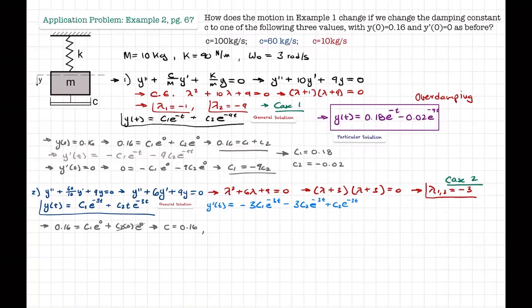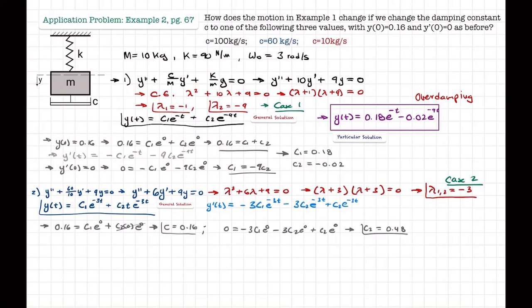And using the second initial condition, we have 0 equals negative 3 C1 e to the 0 minus 3 C2 e to the 0 plus C2 e to the 0. And after solving and simplifying everything here, we already know the value for C1. You guys can simplify and solve. You can see it will be negative 2 and so on. We're going to get that C2 is equal to 0.48.